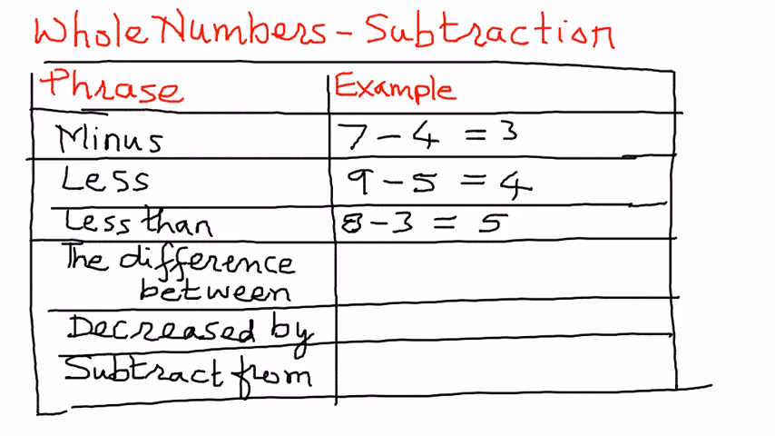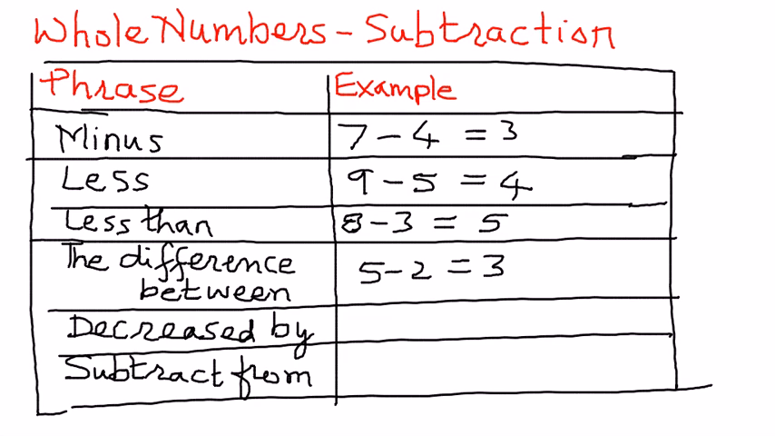Okay? And the other example we have is the difference between. Let us use it to be able to subtract two numbers. The difference between 5 and 2. 5 minus 2. The difference between means subtracting 2 from 5. So 5 minus 2 is equal to 3.